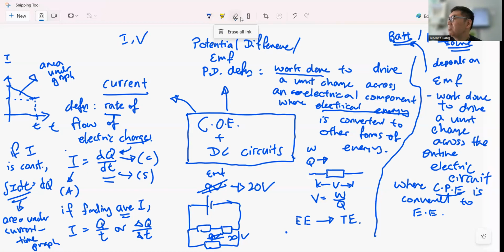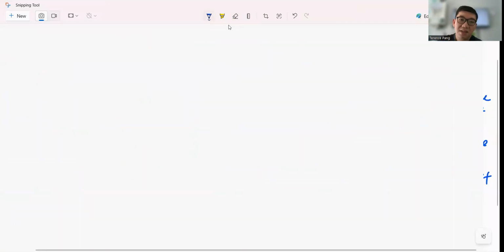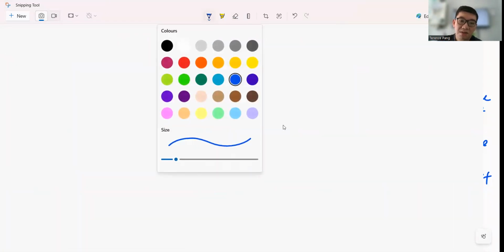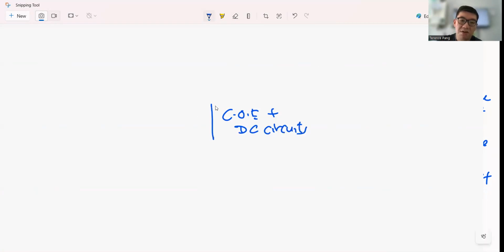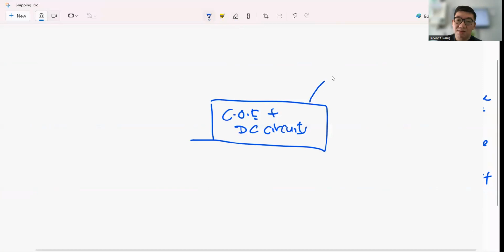Have you copied this down? Yeah. Okay. So again, I'm just going to write this down, COE plus DC circuits. Assuming that you are continuing your mind map, you have covered V, we have covered I. What else do we need to cover? Resistance. Okay.